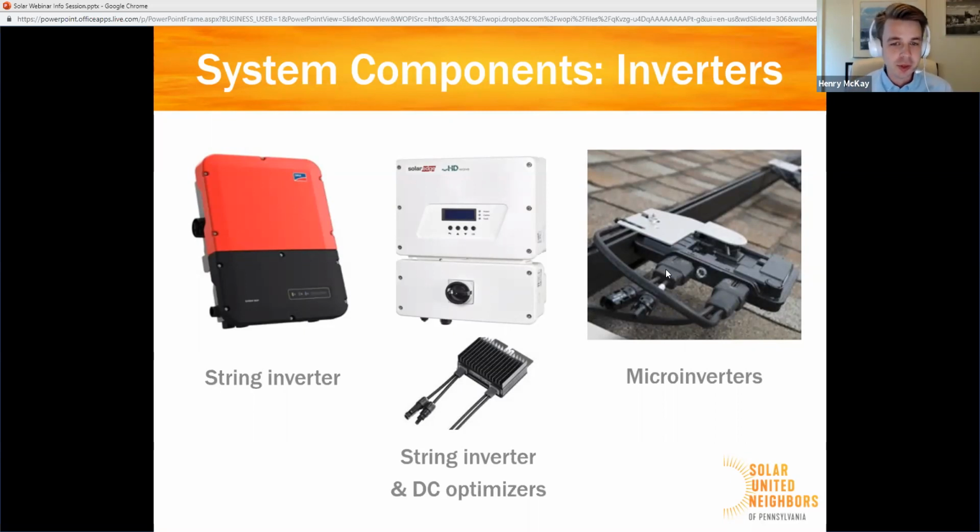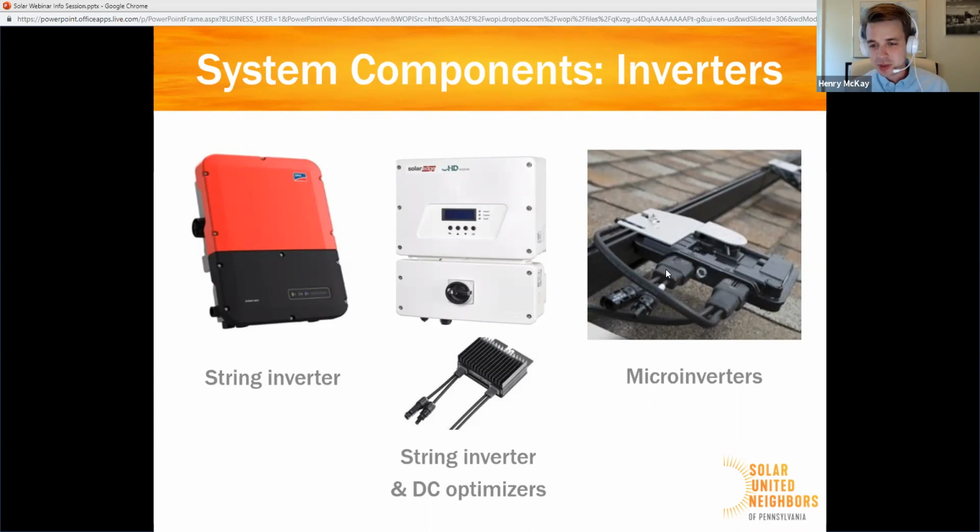Now, the most traditional option is something called a string inverter. You can see there on the left, that red and black box. So this is one box that gathers all the electrical current from your solar panels, switches it from DC into AC, and then sends it into your electrical service panel.